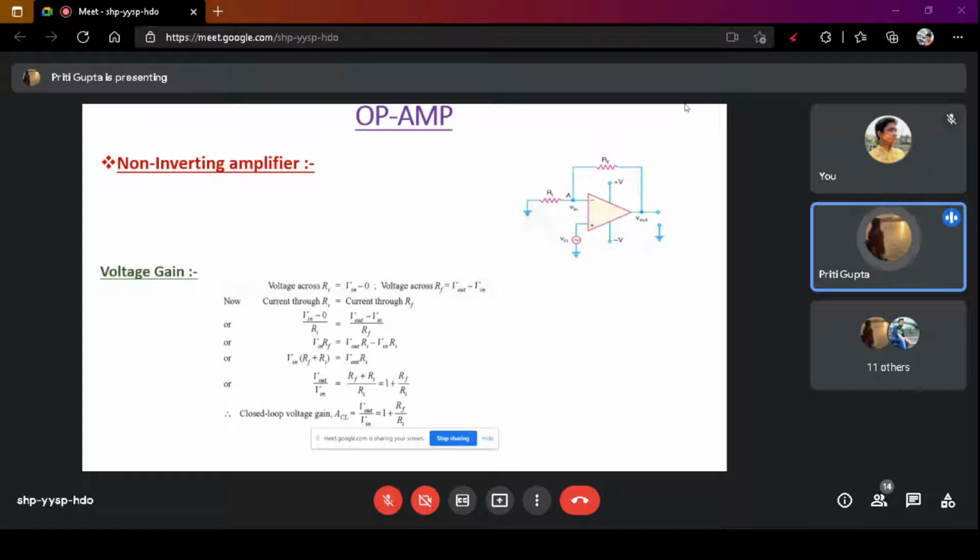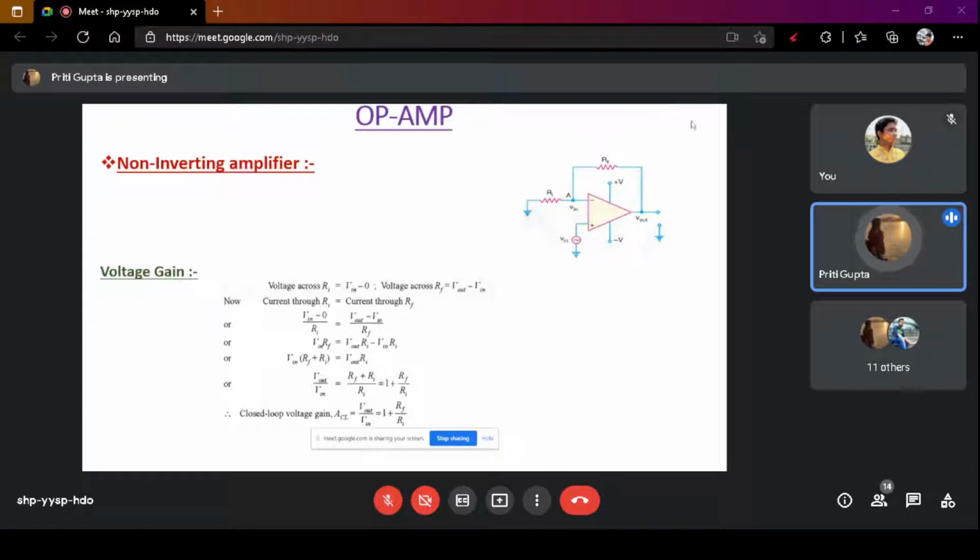Okay. Next, give a subheading: voltage gain. Here we have the virtual ground concept, because the negative input terminal is grounded, not the positive terminal.